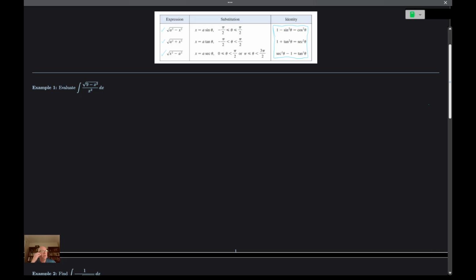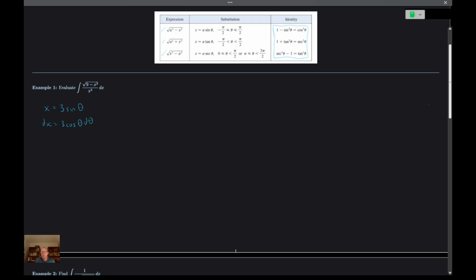So we're going to look at this integral. We're in the a squared minus x squared form, square root of a squared minus x squared. So we're going to use the substitution x equals a sine theta. Of course, 9 is a squared, so a is going to be 3. So we're going to let our substitution be x equals 3 sine theta. Then we can find dx, which would be 3 cosine theta d theta.